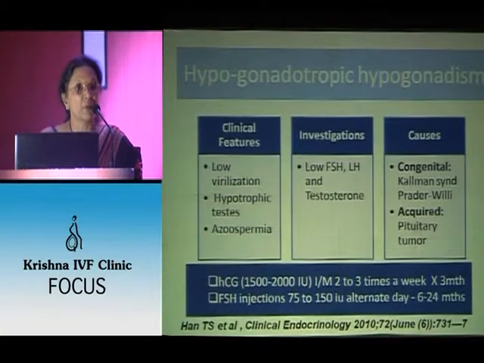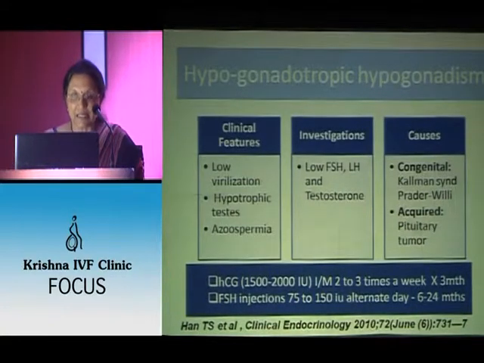What is the treatment? Well, it's simple. Once we know that the testosterone levels are low, we start from the first drug, that is human chorionic gonadotropin. And HCG is given in doses of 1500 to 2000 international units intramuscular 2 to 3 times a week. Why 2 to 3 times? Because the half-life is just about 32 to 36 hours of this drug. So it has to be repeated at least in 6 days 2 times.